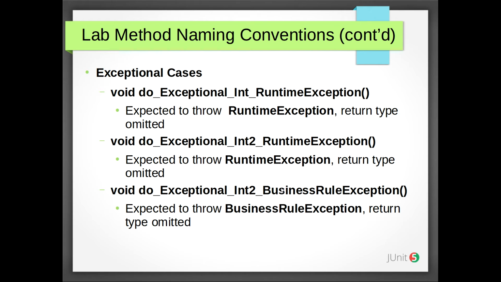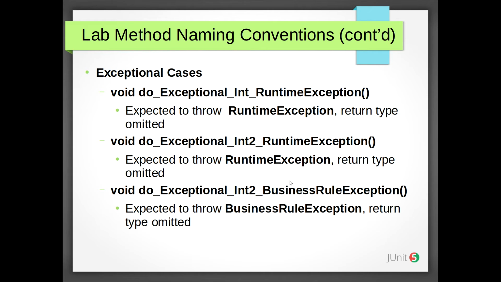And for exceptional cases, we have some examples. Let's do, for example, void do_exceptional_int_runtime_exception. Basically, we're testing an exceptional case where we're putting an int as a parameter, and we're expecting a runtime exception or a descendant of runtime exception to be thrown. We are omitting the return type because in this case we don't expect any return type. We expect to be getting a runtime exception.